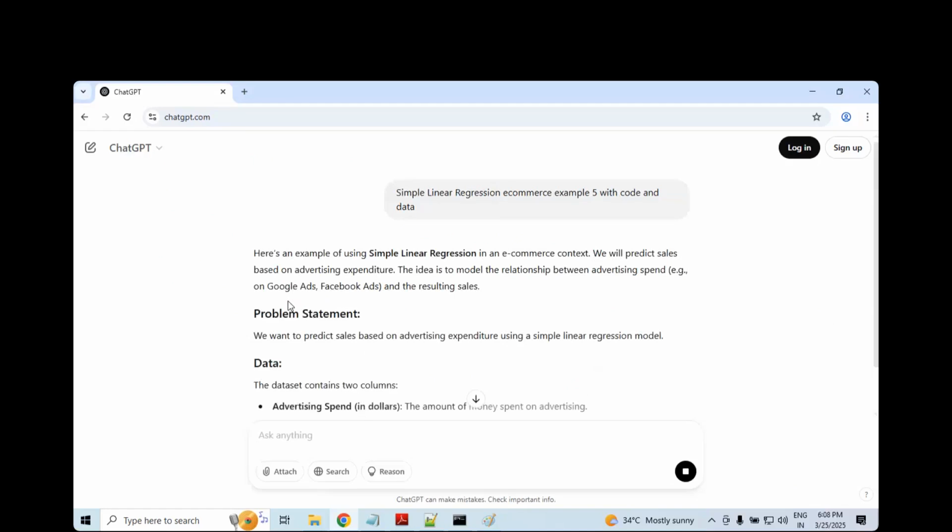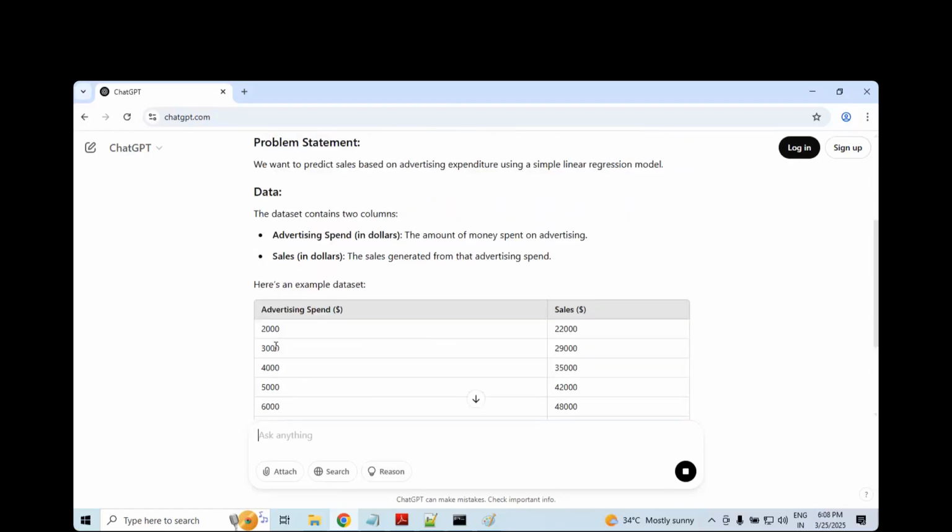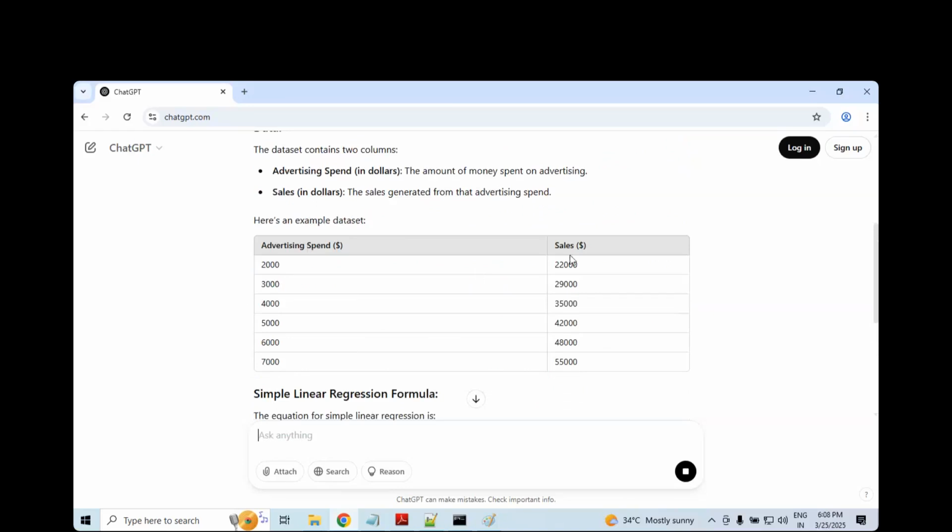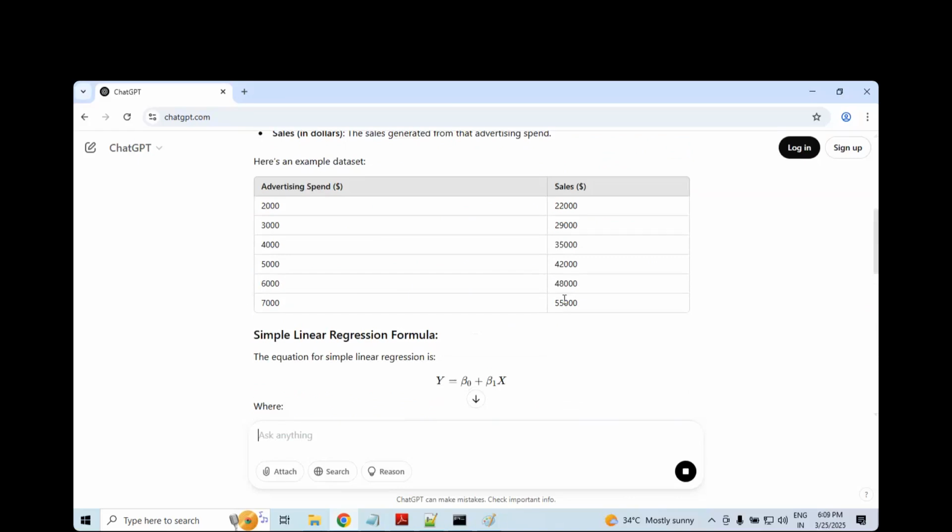Very good. It is giving example number 1, advertisement spend, a kind of sales prediction. First of all, the target value is a continuous value. Though the target value is continuous, it belongs to regression.